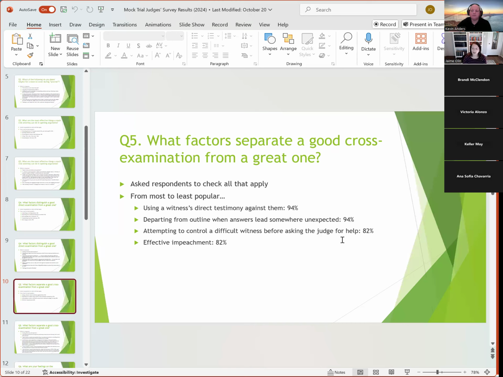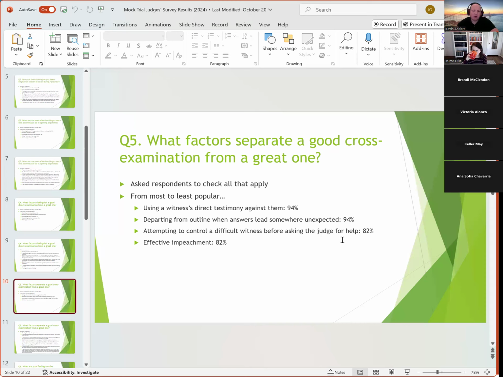But if the witness said, oh, the defendant's eyes are green, but it turns out they were really blue, but it doesn't matter at all, why impeach them? It just takes up time. And even if you can do it effectively, it doesn't buy you any points. Kevin, what are your thoughts on cross?